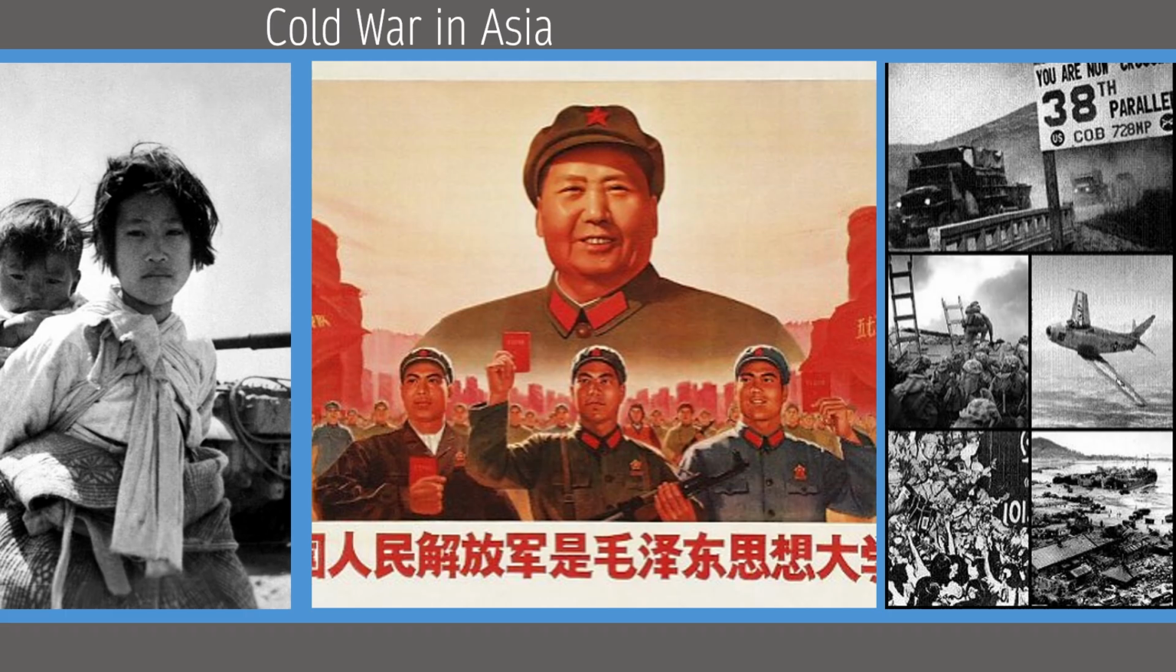Okay, so we have the Cold War in Asia. This is the Communist Revolution in China, 1949. Mao Zedong, that's your little dude in the front. So he is going to create the People's Republic of China. The Soviet Union is going to back them again because he is a dictator and he is communist.